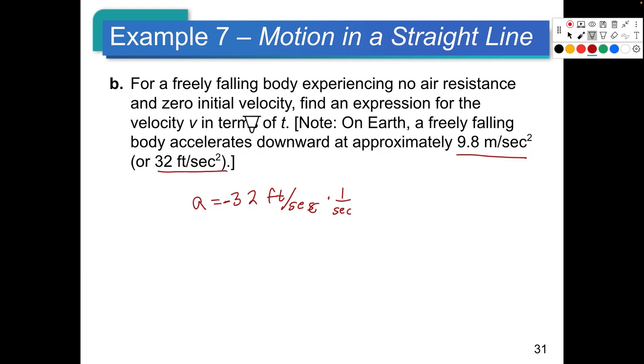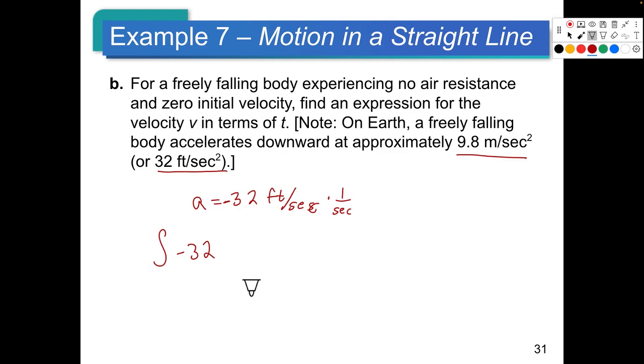So find an expression for the velocity. We're going to remember acceleration is the derivative of velocity. So we're going to integrate negative 32. Oops. See what I mean? I even write backwards sometimes. I was going to write 23. 32.